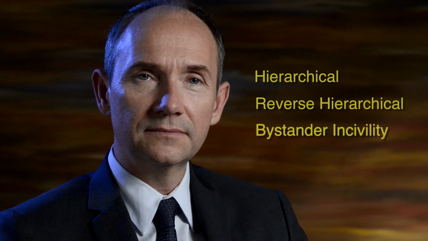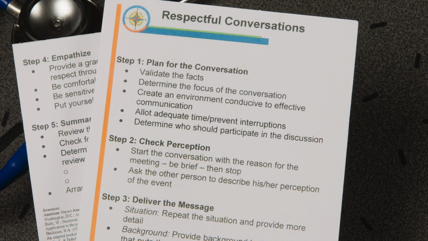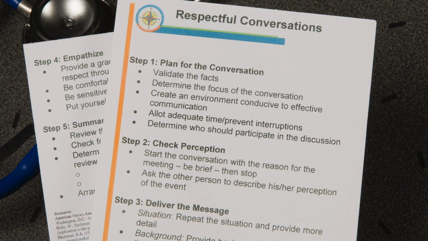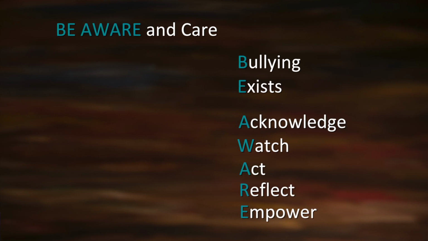In this third video, we modeled the 5-step approach to respectful conversation for difficult situations for hierarchical, reverse hierarchical, and for bystander incivility. The steps that we used were to plan for the conversation, check perception, deliver the message, empathize, summarize, and follow up. At the end of each vignette, we followed the be aware and care mnemonic and reflected on our actions. Now it is time to practice your own respectful conversations.